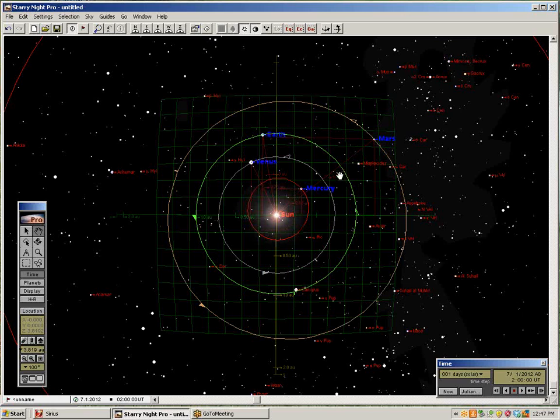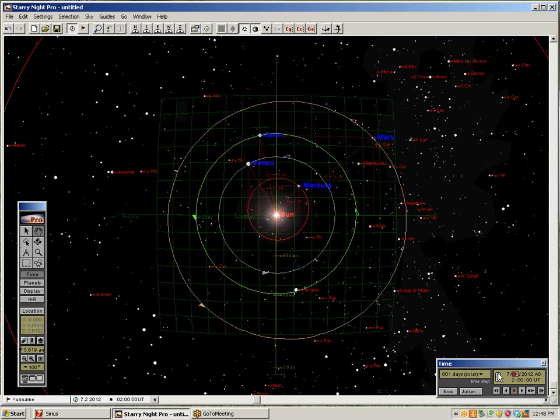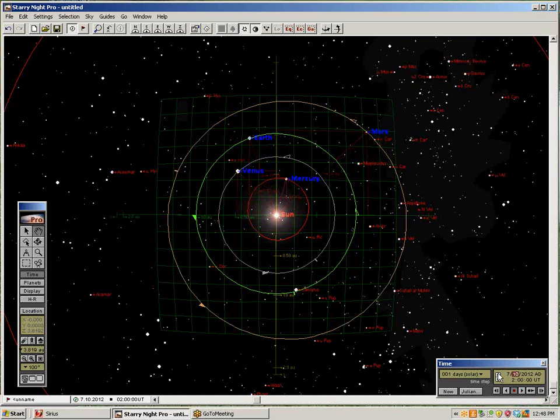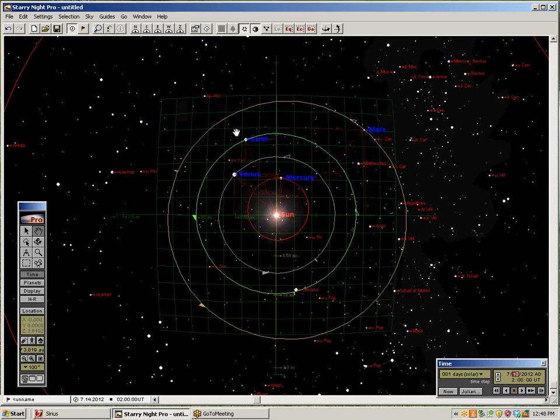So like I said, we're starting here at Greatest Eastern Elongation. And I'm going to move this ahead one day at a time, and we're going to watch Earth and Mercury and everything move here. And I'm going to go ahead to the 14th. Now Mercury is stationing. So if we're looking here from Earth, this period right in here is where Mercury is going to appear to move backwards or westward through the constellations of the zodiac.